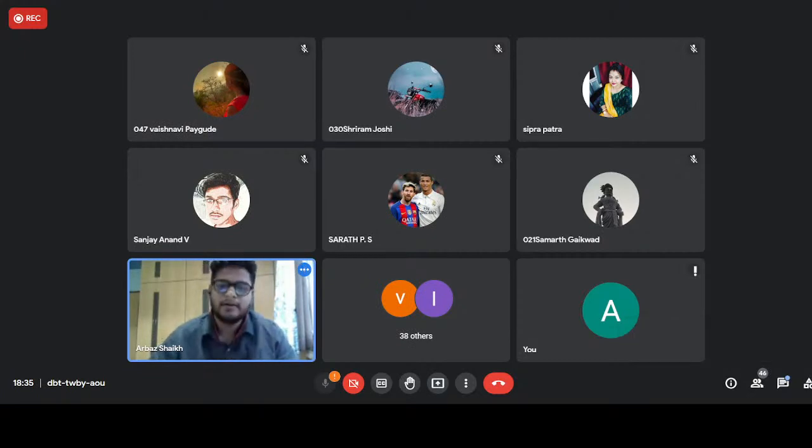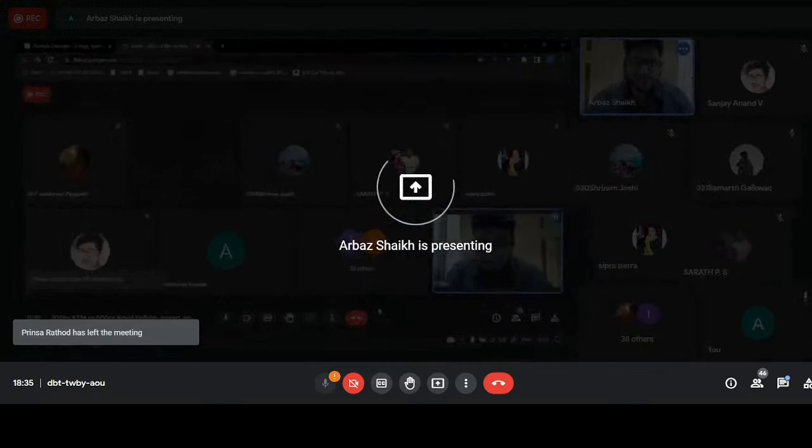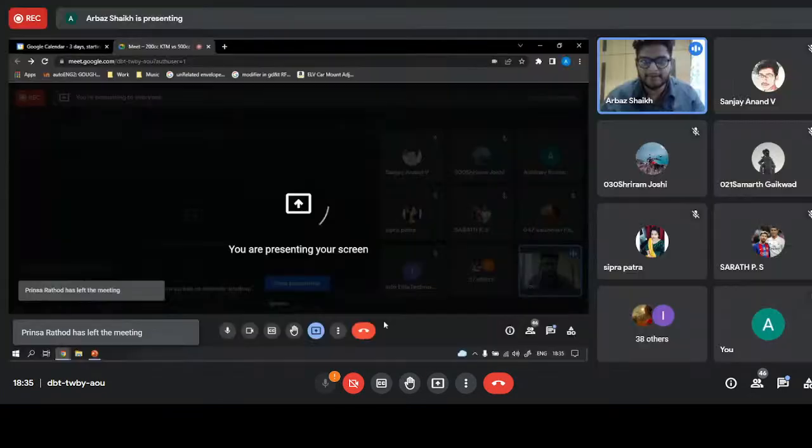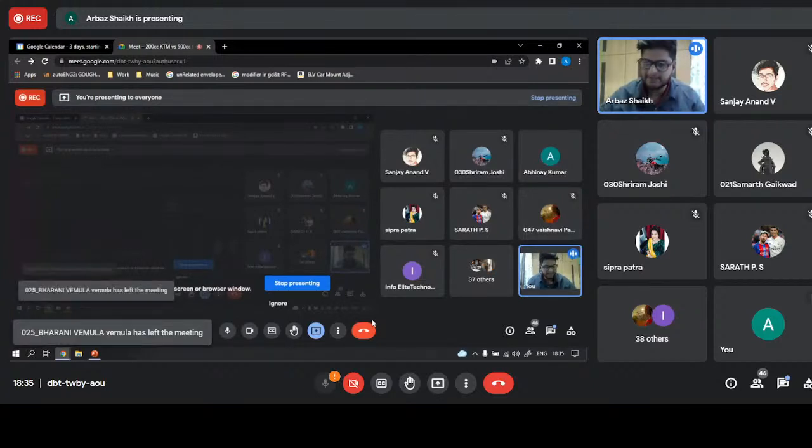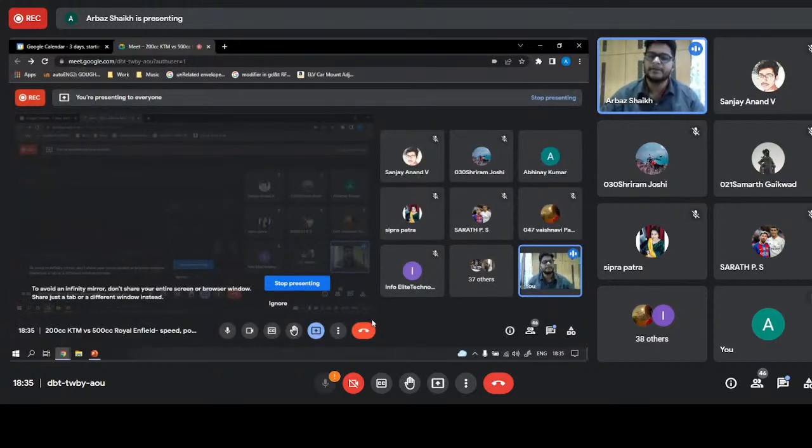We'll be talking about the KTM 200 and the Bullet 500, right? What is the purpose of today's session? Why do we have to talk about these two vehicles? As engineers, do you ever have this question: a KTM is a 200cc bike and the Bullet is a 500cc bike, but you can be pretty sure that in a head-on race between these two vehicles, the KTM would win, correct? Although it's only 200cc. That is the question we will be trying to answer today.